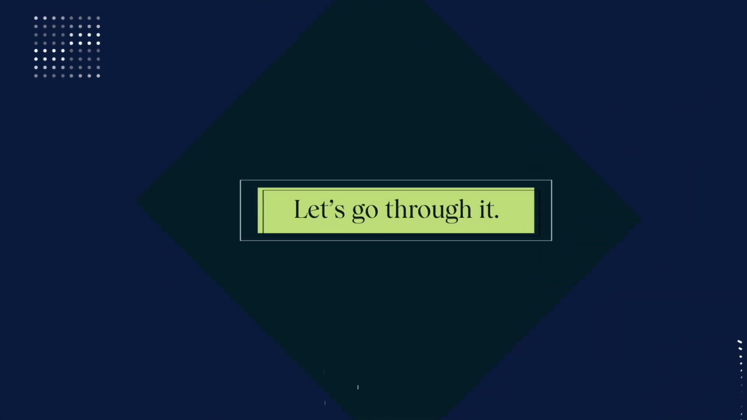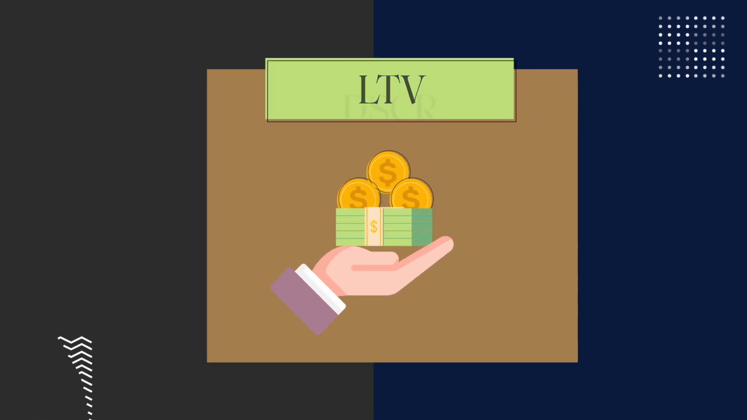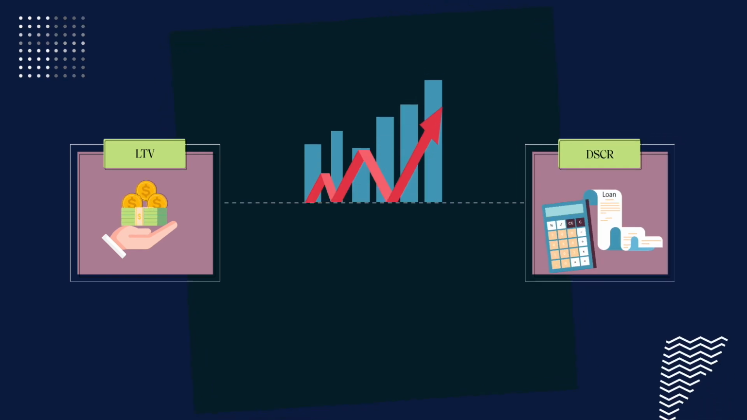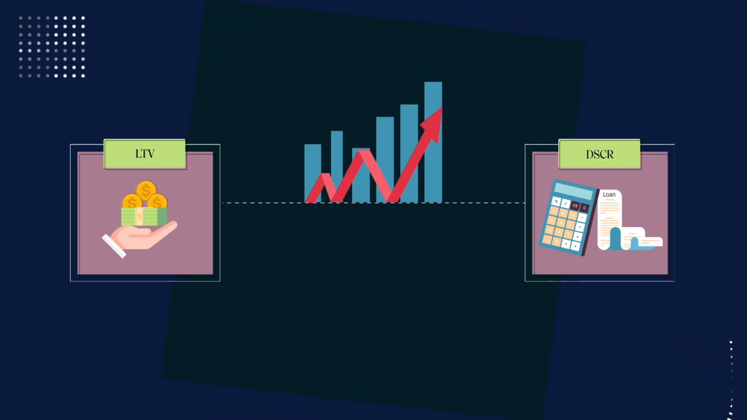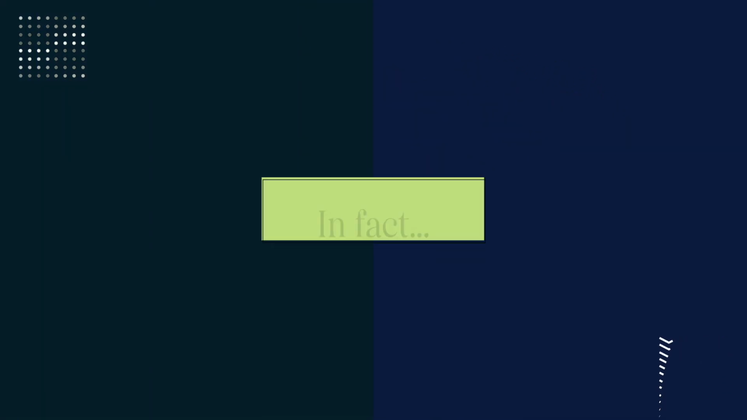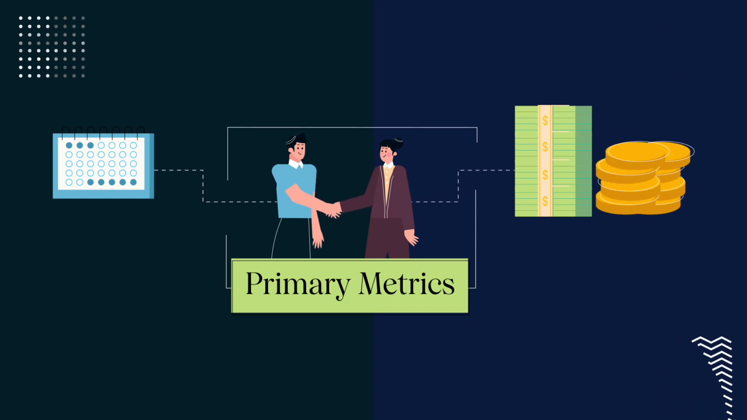Let's go through it. First off, loan to value is typically shortened to LTV, and debt service coverage ratio is shortened to DSCR, or sometimes just DSC. Both LTV and DSCR are metrics used by lenders to gauge their exposure to risk when underwriting loans for investment properties. As a matter of fact, they're the primary metrics used by lenders in most cases.